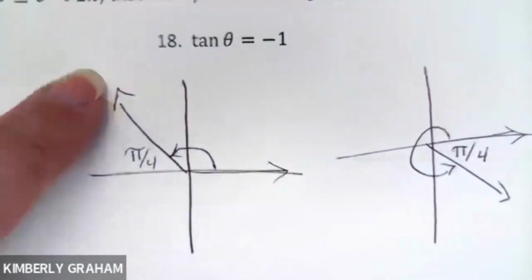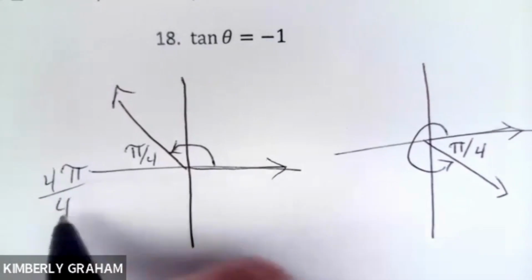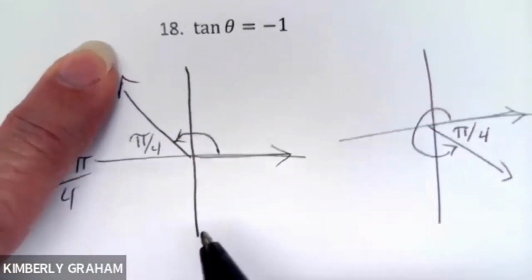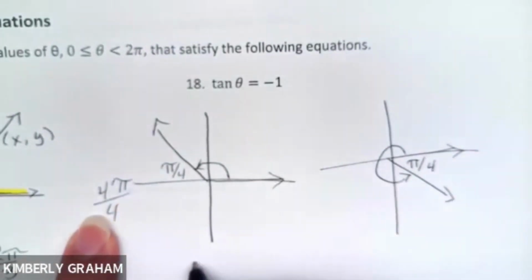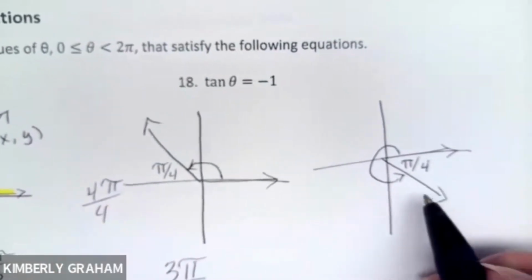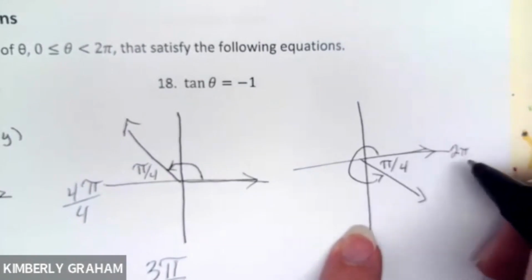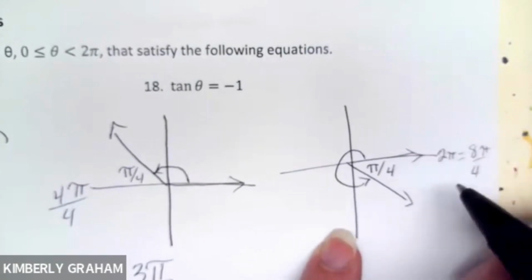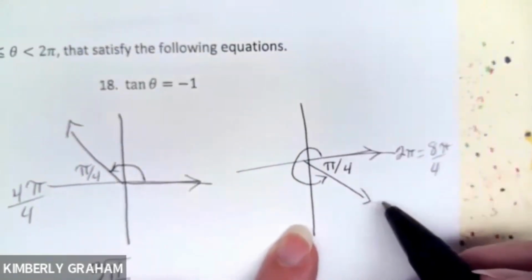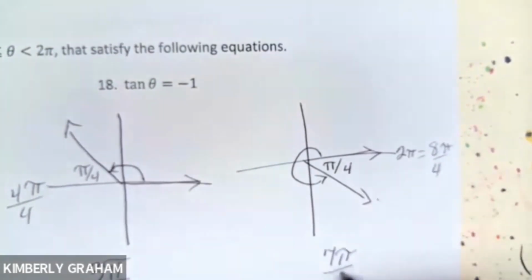So the question is, what is the measure of this angle? Well, this is pi, or 4/4 pi. That means this would be 3/4 pi, since it's 1 pi less than this. So this is 3 pi over 4. And all the way around is 2 pi, and if I'm in fourths, I could write this as 8 pi over 4, because 8 divided by 4 is 2. So this would be 7 pi over 4.